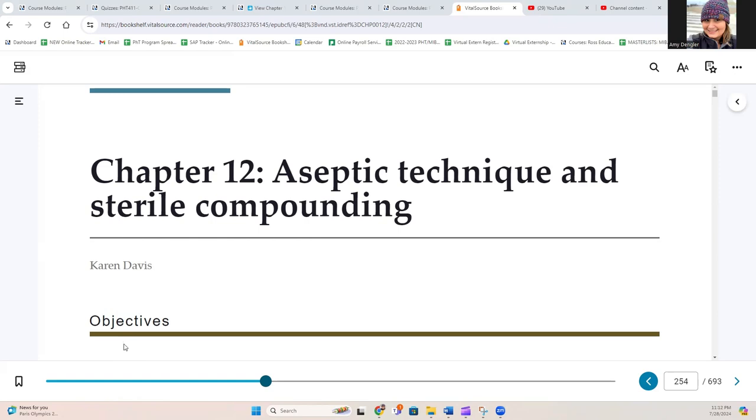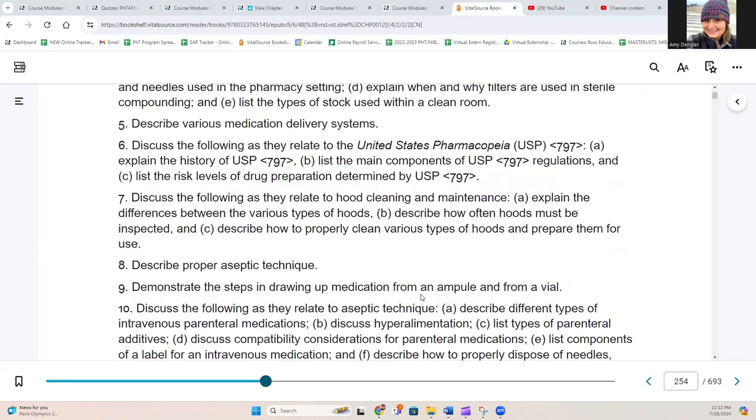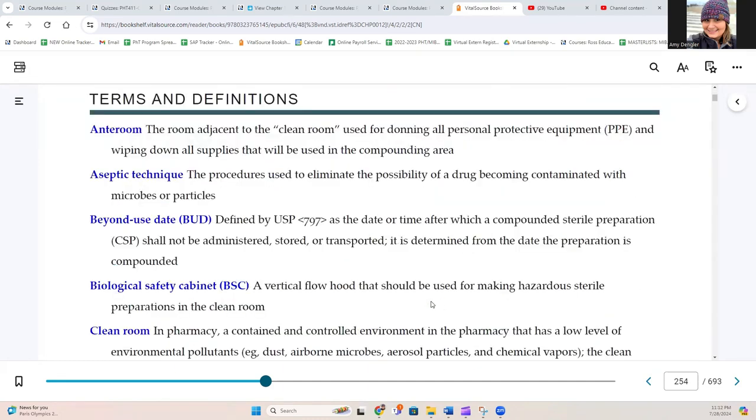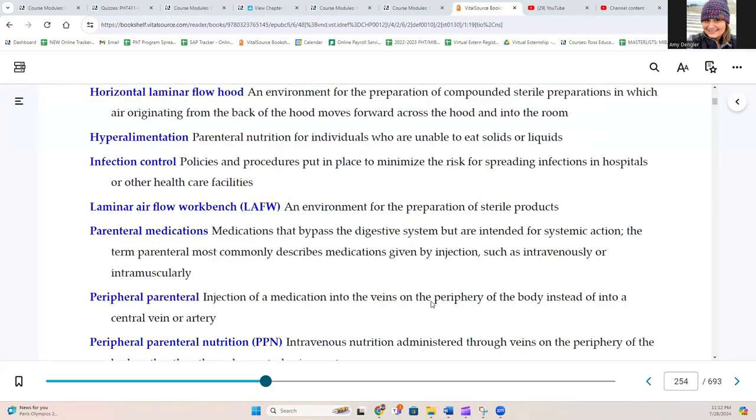Chapter 12, Aseptic Technique and Sterile Compounding. We'll skip over the terms and definitions because we will cover them throughout the chapter.